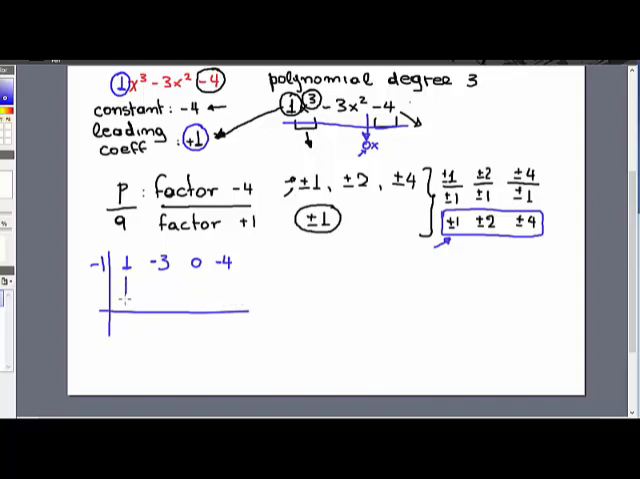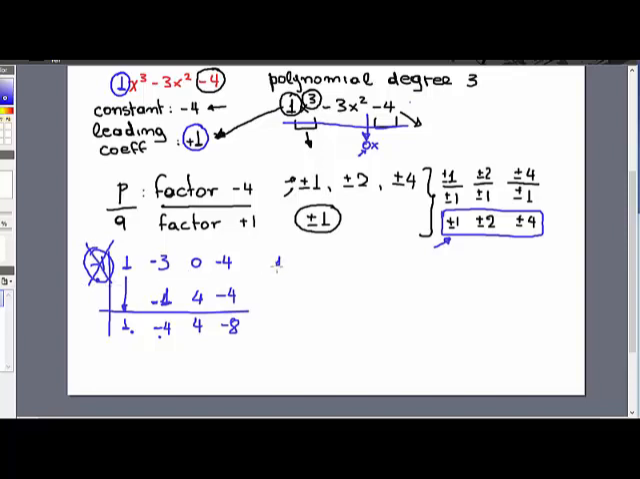So the first thing that you do is bring down the 1, you multiply -1 by 1, the result is -1. You add -3 and -1, the result is -4. You multiply -4 by -1 right here, the result will be 4. You bring down the 4, you multiply the 4 by the -1, the result is -4, and the answer is -8. So this means that -1 is not a 0 of this polynomial.